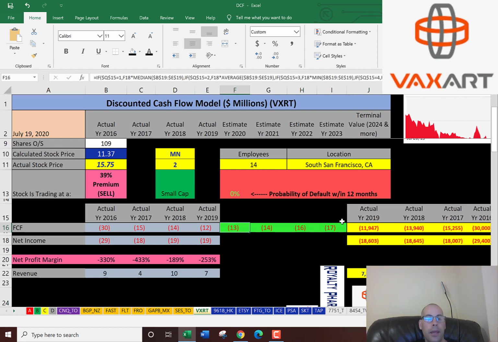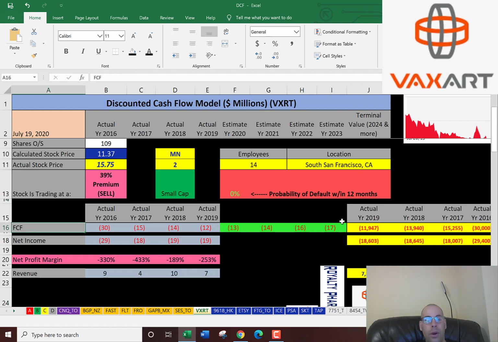I didn't assume something like they were going to come up with a COVID vaccine and their future free cash flow will be massive and explosive. That's what some analysts do. They make these crazy assumptions on how the business will grow. In all 5 of my discounted cash flow models, my assumptions are just based off of their actual financials.